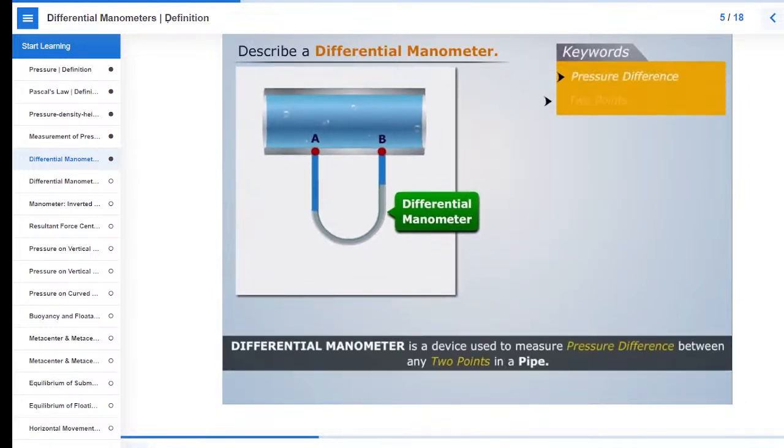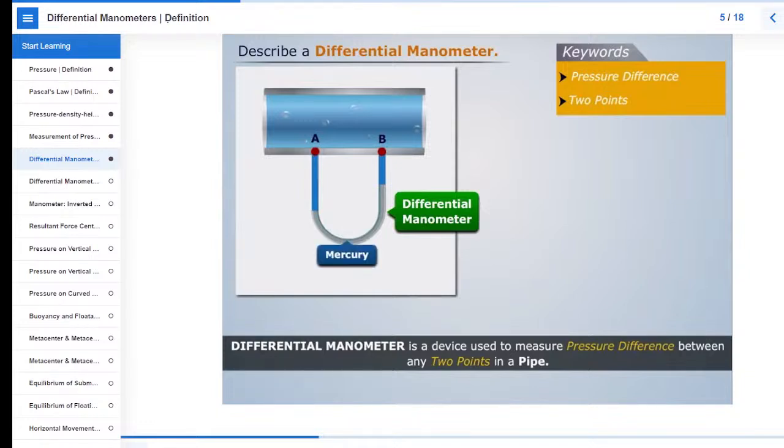Thus, we can say that differential manometer is a device used to measure pressure difference between any 2 points in a pipe. Now let's understand the working of differential manometer. The differential manometer is a U-shaped glass tube filled with a manometric fluid, say mercury.